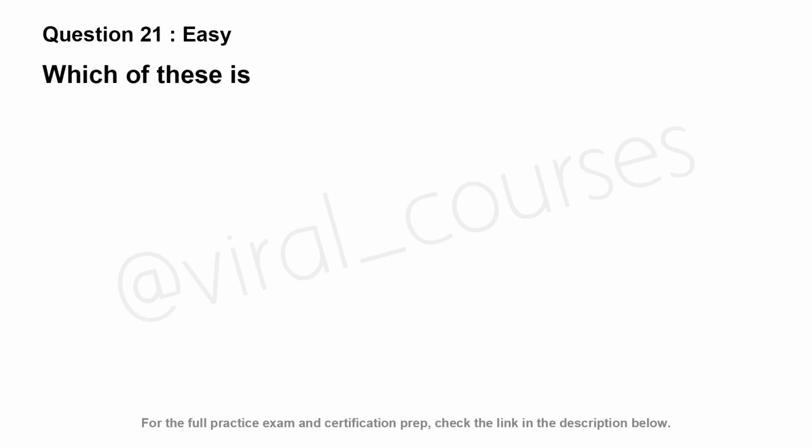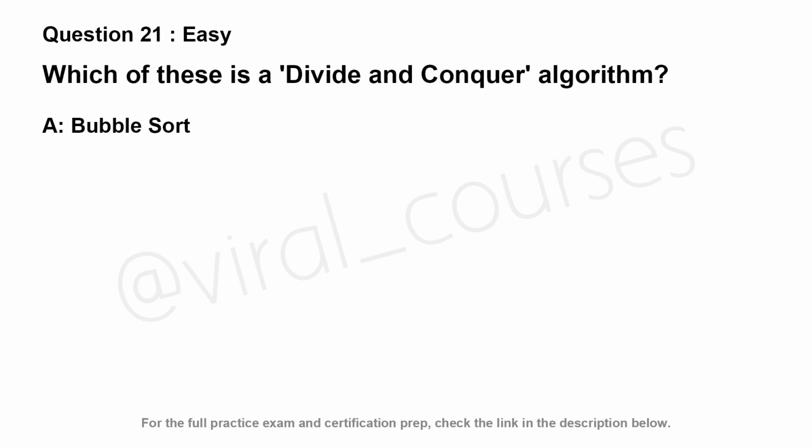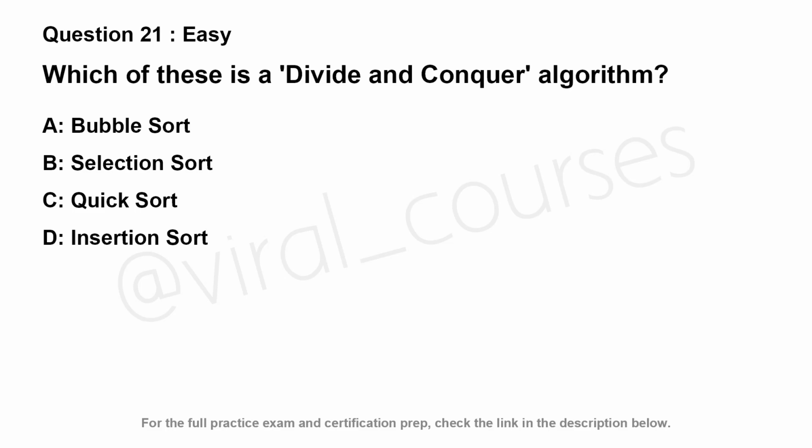Which of these is a divide and conquer algorithm? Option A, bubble sort. Option B, selection sort. Option C, quick sort. Option D, insertion sort.